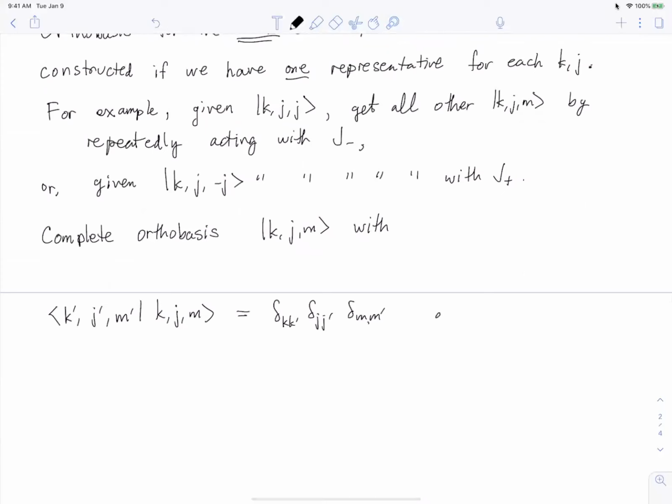Okay, and if I take a sum over j, and then for each j, I sum from m equals minus j up to j, so I'm summing over all possible states, and I sum k from 1 up to g sub j. We decided the degeneracy can depend on j, but it doesn't depend on m. Okay, if I do the outer product, that's the identity operator. Okay, so this is completeness.